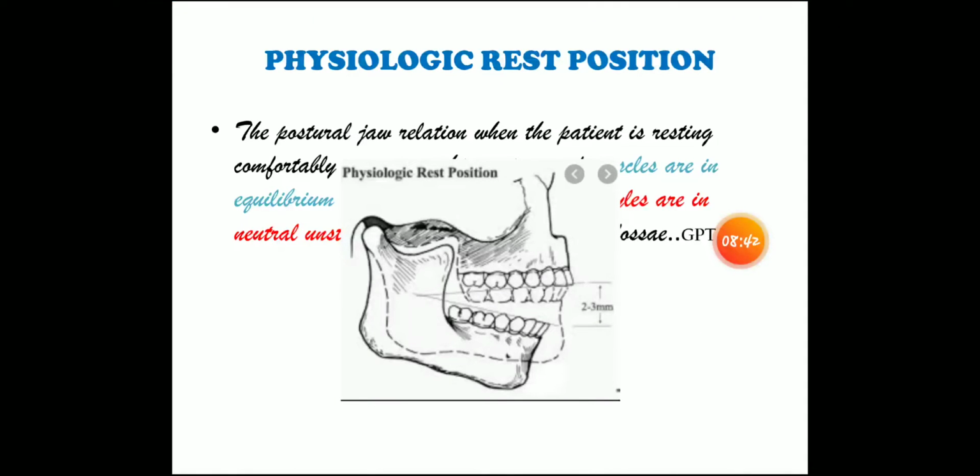See here the picture. The dotted lines indicate when the teeth are in occlusion, that is the vertical dimension in occlusion, and rest is different. At rest, there is a space of 2 to 3 mm, which is called the freeway space. That position is called the physiological rest position, and the height that is established is called VDR, that is vertical dimension at rest.